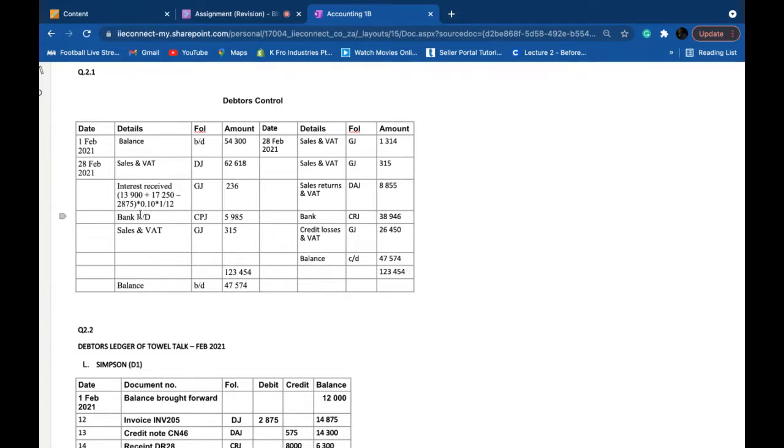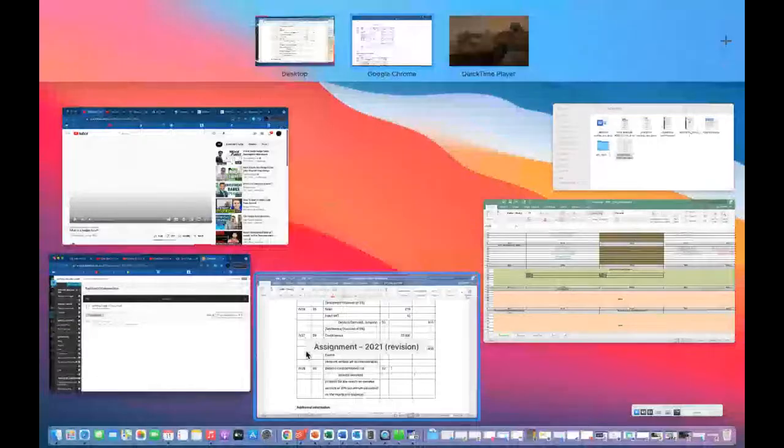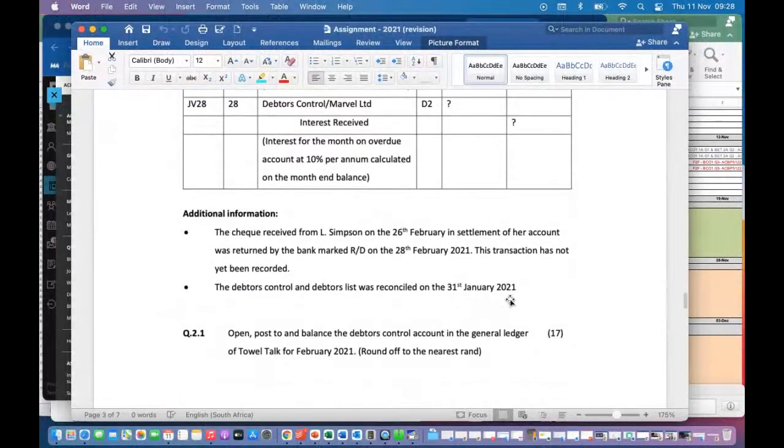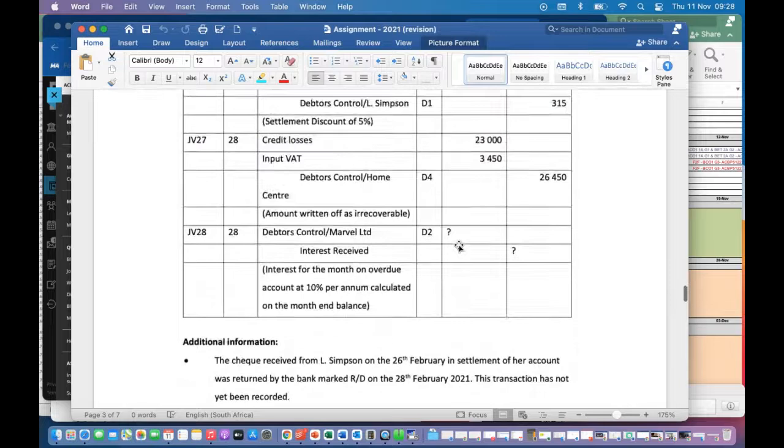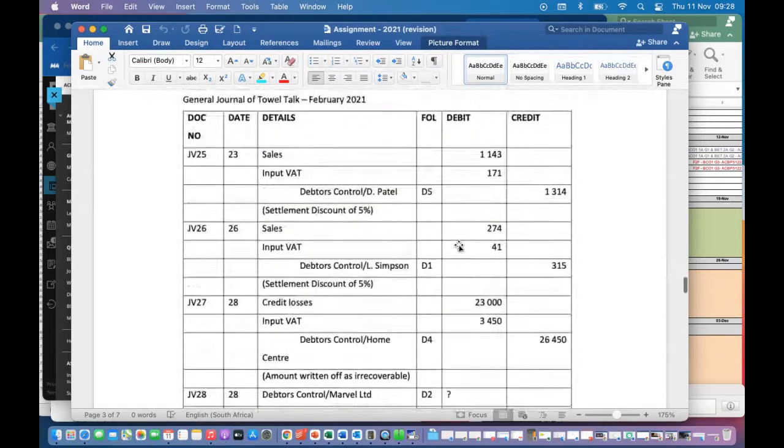Now, there was one last additional piece of information there that we haven't yet dealt with. And I'm just going to go back so my online students or those who view the YouTube channel know exactly what I'm talking about. This first bullet point here, remember it says we had an RD check. In other words, the check bounced from L. Simpson. So we look at the 26th. What check was this? Where did we receive a payment from this person?